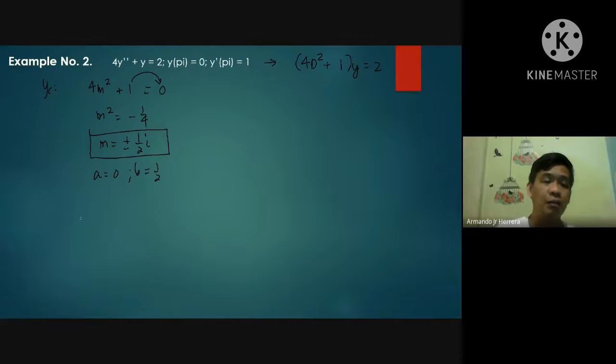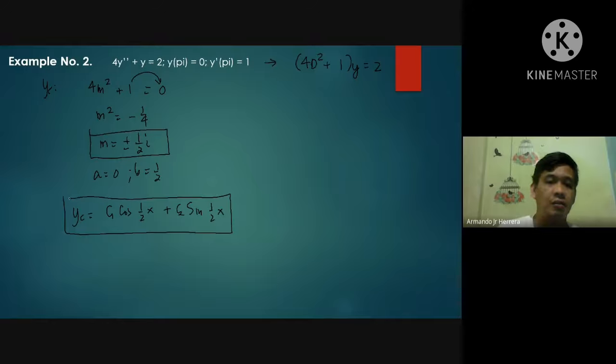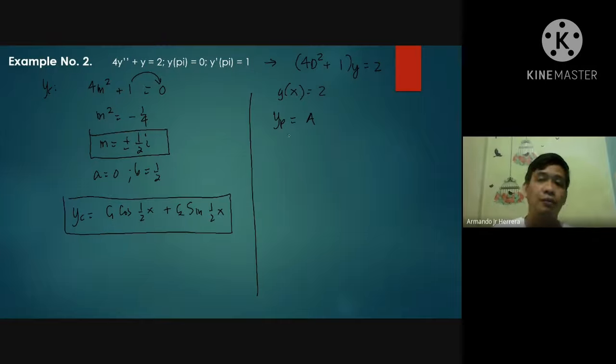So for complex conjugate, yc is equal to c1 cosine 1/2 x na lang gamitin natin. Then for c2, sine 1/2 of x. So this will be our yc. So for yp, that is equal to a since our g of x is equal to 2. So yp is equal to a.